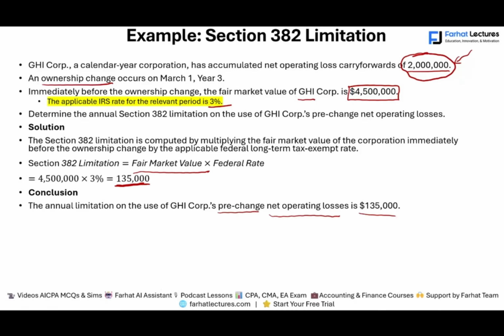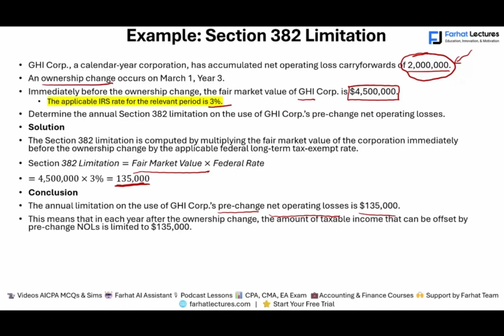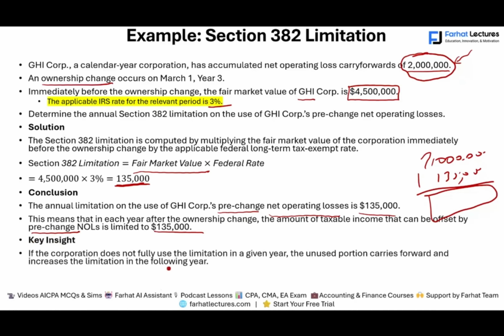Now, if you have NOL after, it's treated separately. This means that each year after the ownership change, the amount of taxable income that can be offset by the pre-change NOL is limited to 135. So from that 2 million, after you use it the first year, obviously you'll take 2 million and deduct 135, and that will be the remaining in that trust that you can use for future years. So if the corporation does not fully use the limitation in a given year, the unused portion carries forward and increases the limitation in the following year. That's all what would happen.